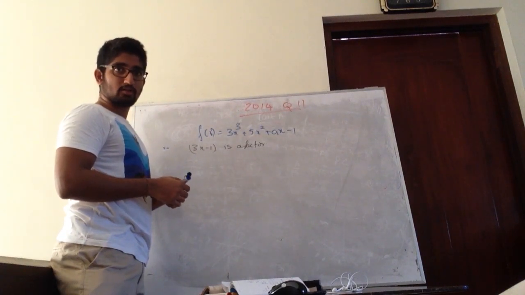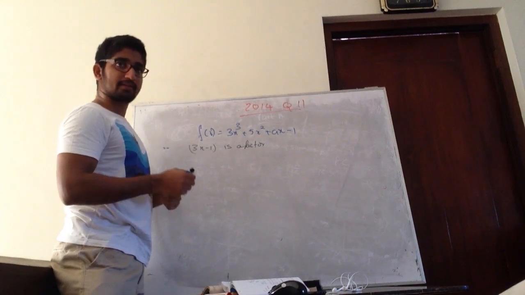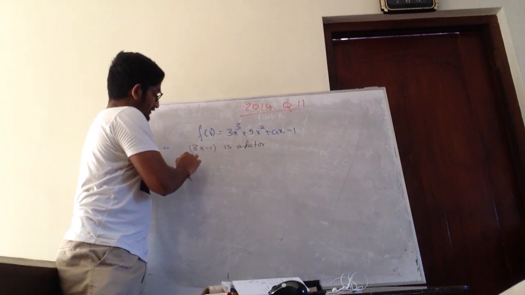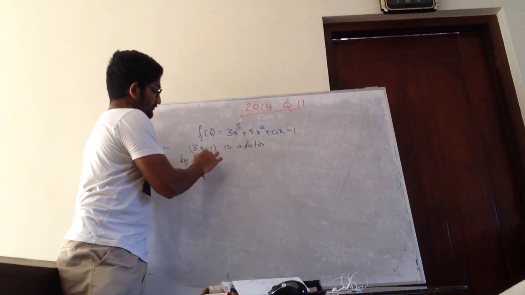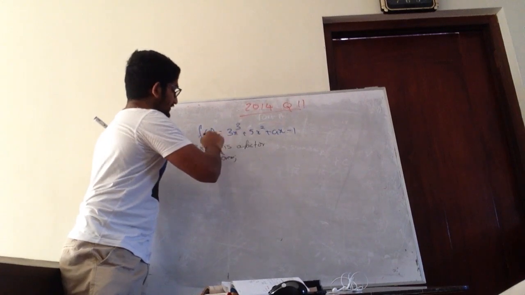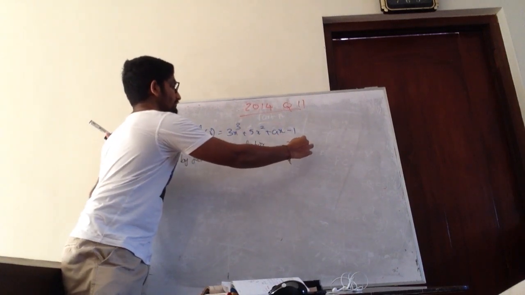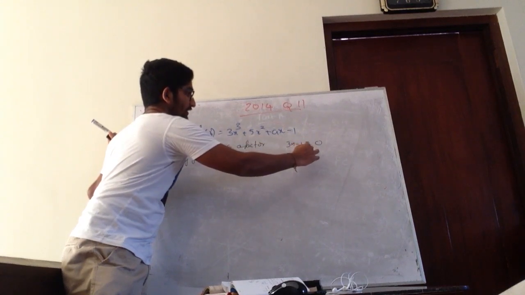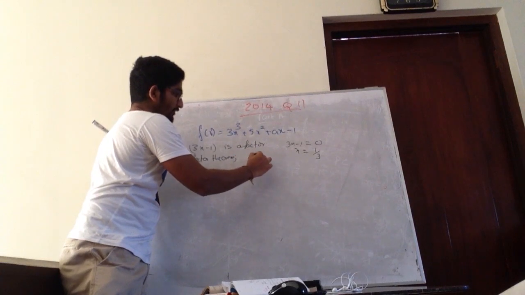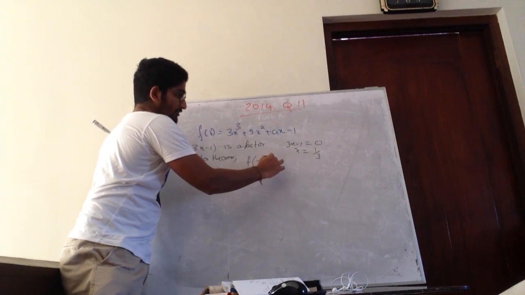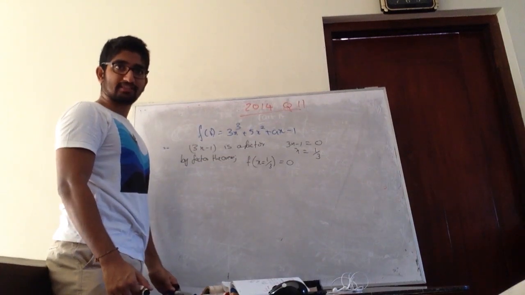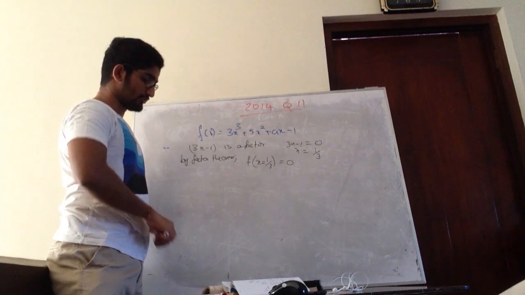So basically we can use the factor theorem. So what is the factor theorem? By the factor theorem, if you equate this to 0, x is basically 1 over 3. So the factor theorem says when x equals 1 over 3, f will become 0. That's what the factor theorem says. So we can just use it here.